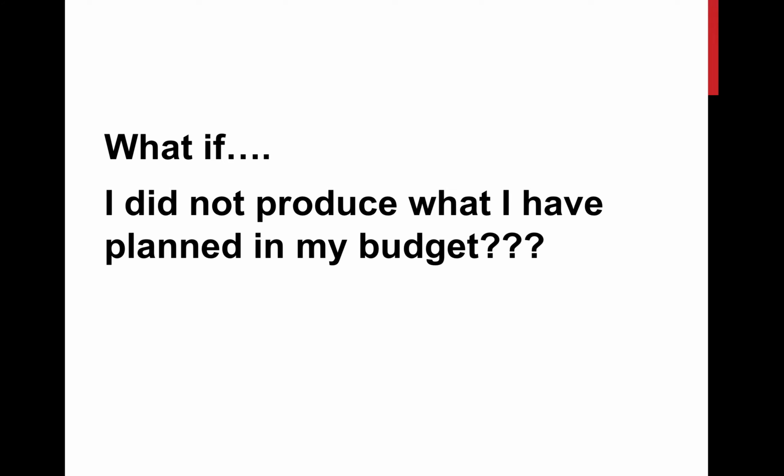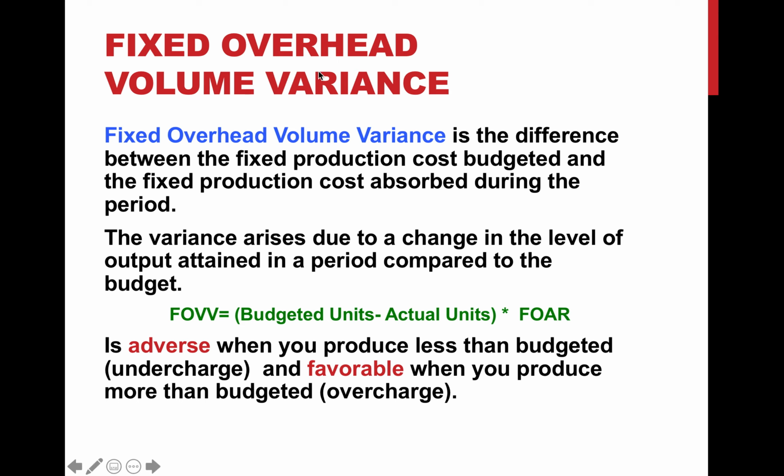What happens if I didn't produce what I had planned in my budget? That is pretty common, right? You have to make one adjustment that we call the fixed overhead volume variance. The name gives you the idea that if the volume varies, you have to adjust this fixed overhead rate. Let's see how it works.